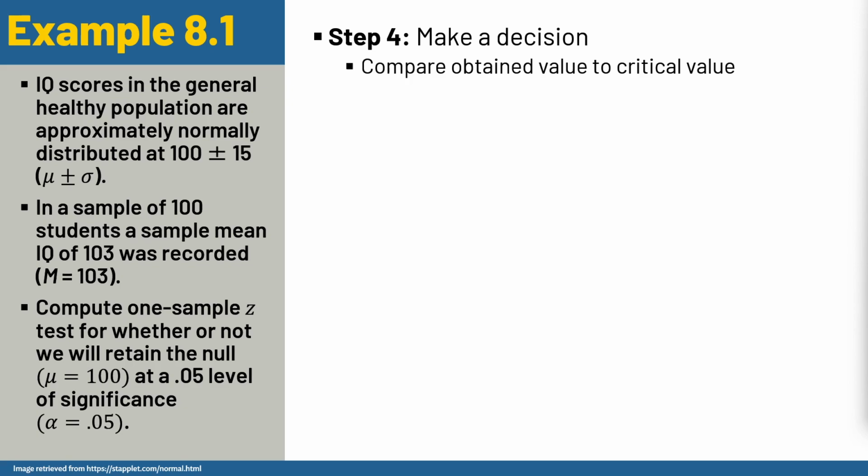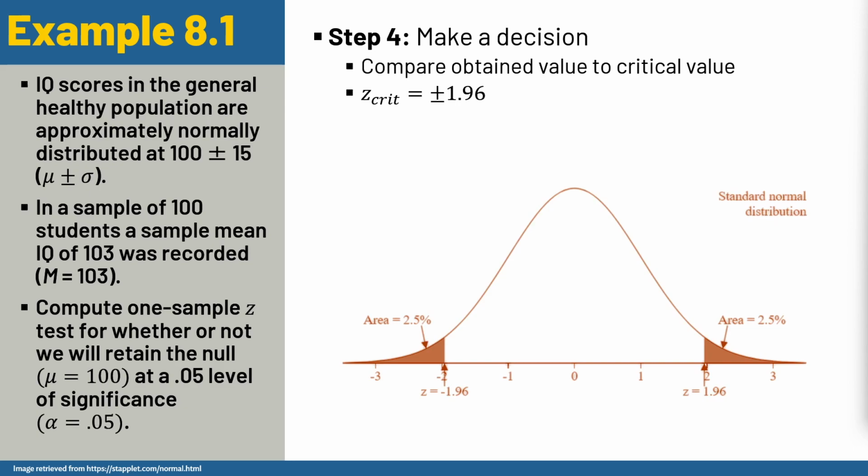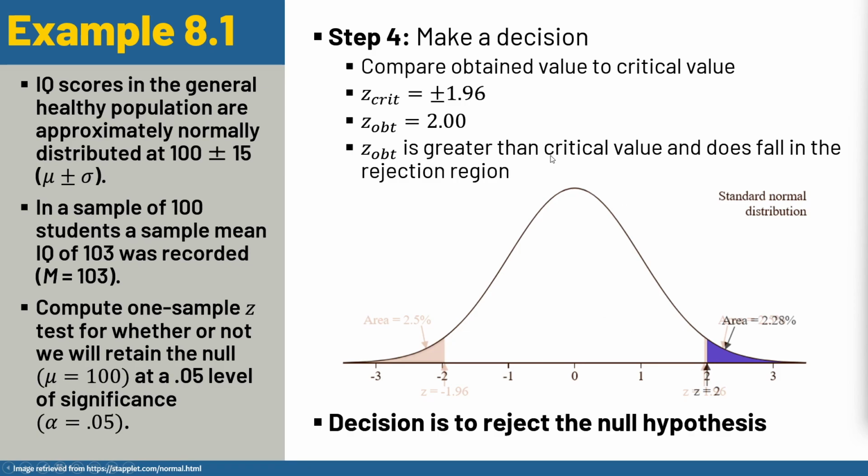So now let's make a decision with that. We need to compare our obtained value, that 2, to our critical value, which was plus or minus 1.96. To put this on a graph, I just blew up the image you saw previously. So this is our critical region, and if we overlay it, we find that our z obtained is 2. You can see they're real close, because it's 1.96 and 2, so it's only 0.04 standard deviations apart. But nonetheless, that is greater than the critical value and does fall in the rejection region. So therefore, our decision is to reject the null hypothesis.